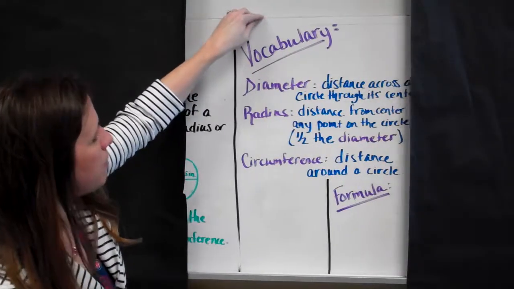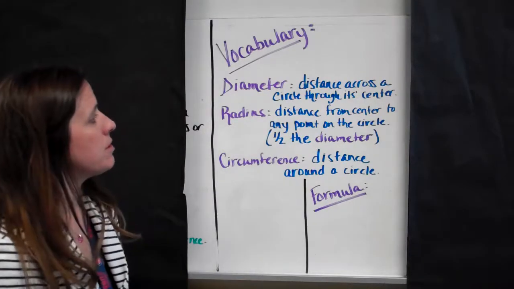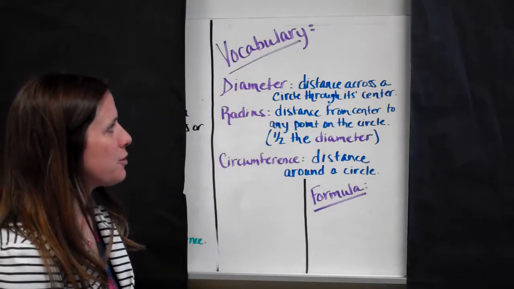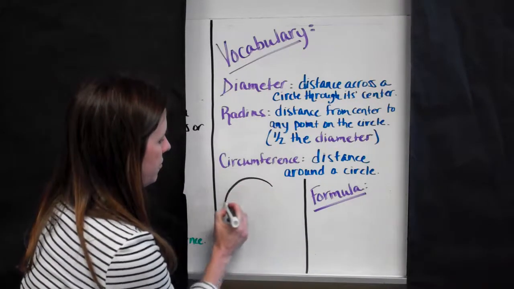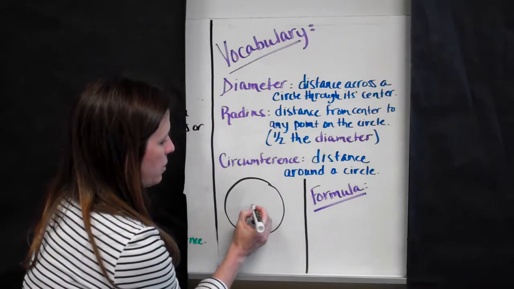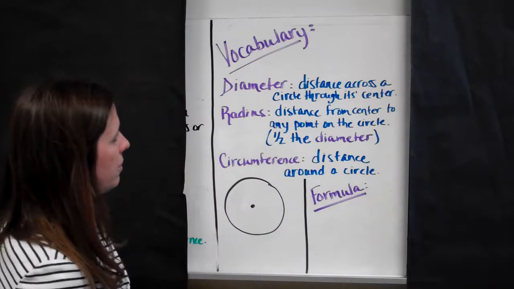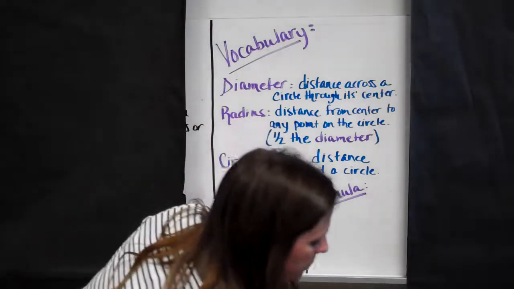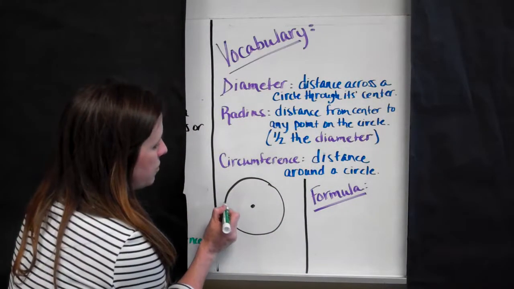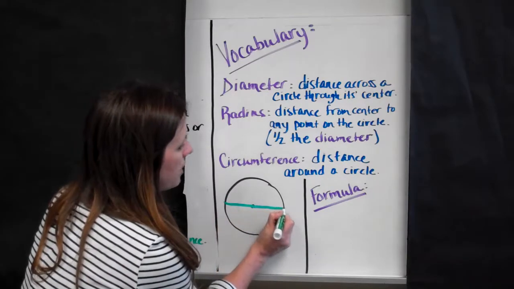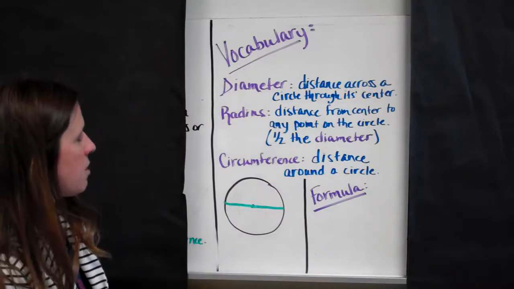We have 3 vocabulary words today that go with circles. The first is diameter. A diameter is a distance across a circle through its center. So if I draw a circle here, and then put a center, the center is the center point of that circle. The diameter would go from one side of the circle to another, going through that center. So that whole distance across.